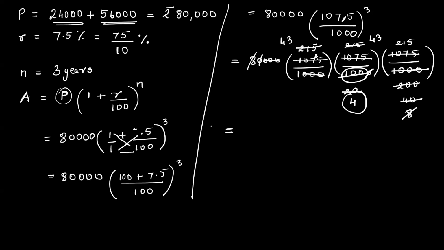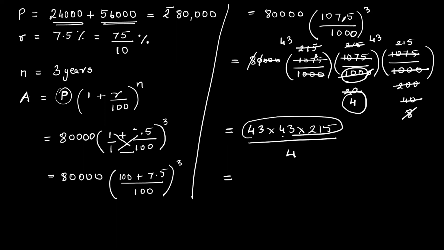Yes. We have gotten 43 into 43 into 215 upon 4, upon 4. Correct? Tell me quickly, what is the multiplication of these? First start with 43 into 43. What is 43 into 43? Check. Just a minute, sir.